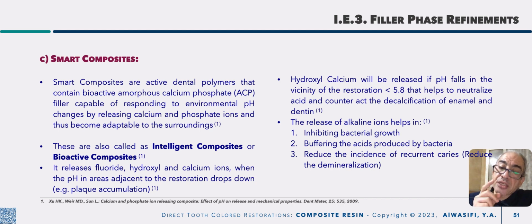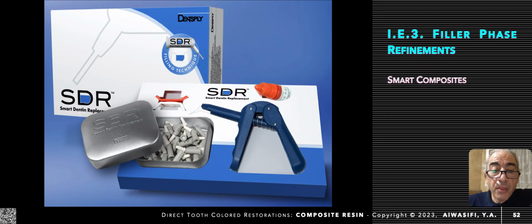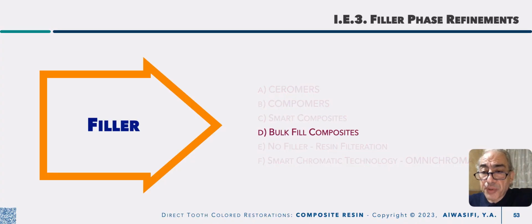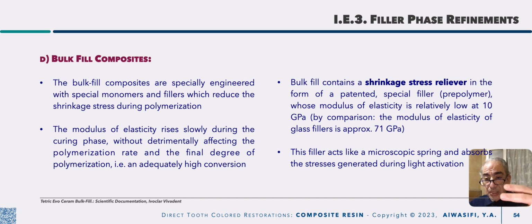It is also used as interim restoration, exactly the same as that for composite. This is an example of the material. Then comes bulk fill composite. What is bulk fill composite and why was it invented and considered a refined composite?